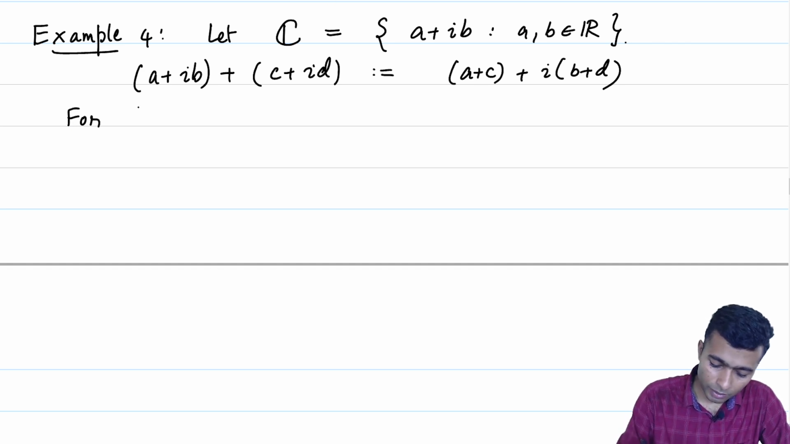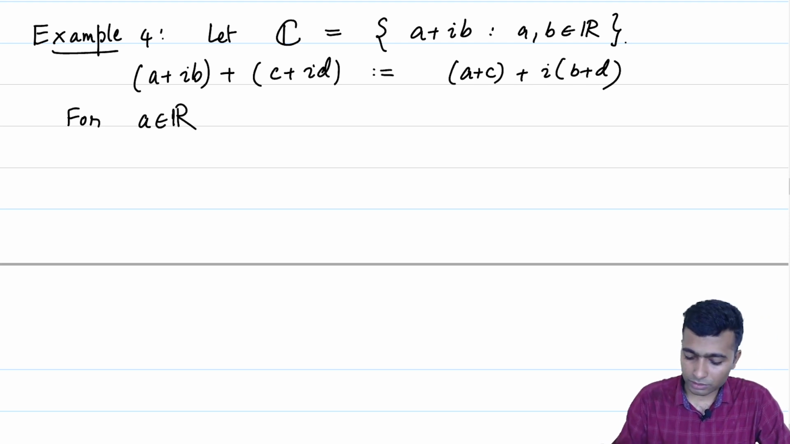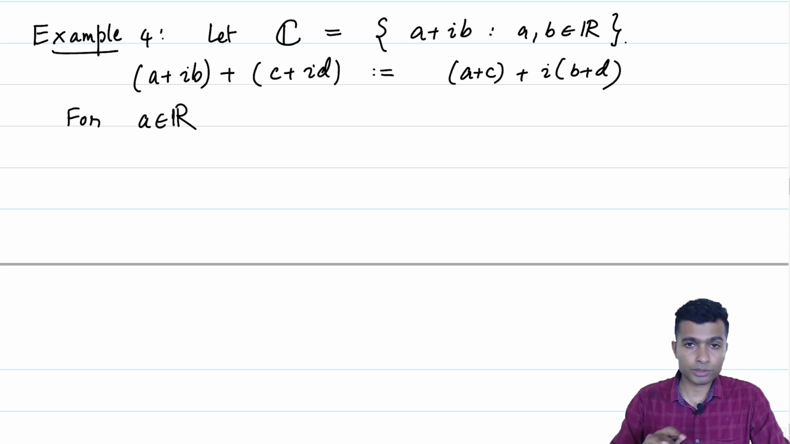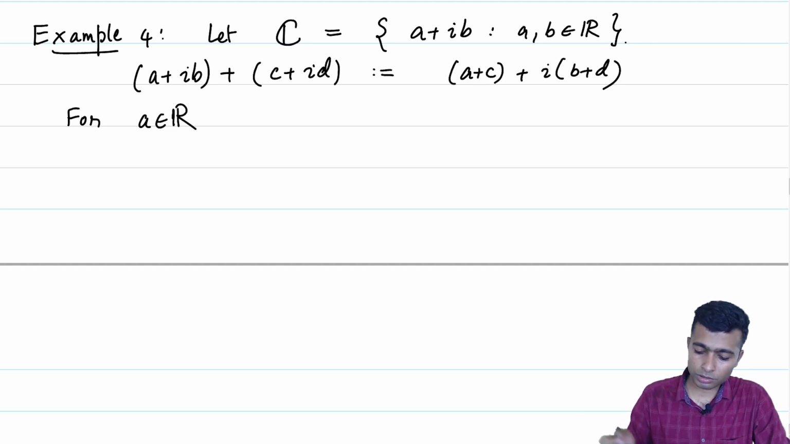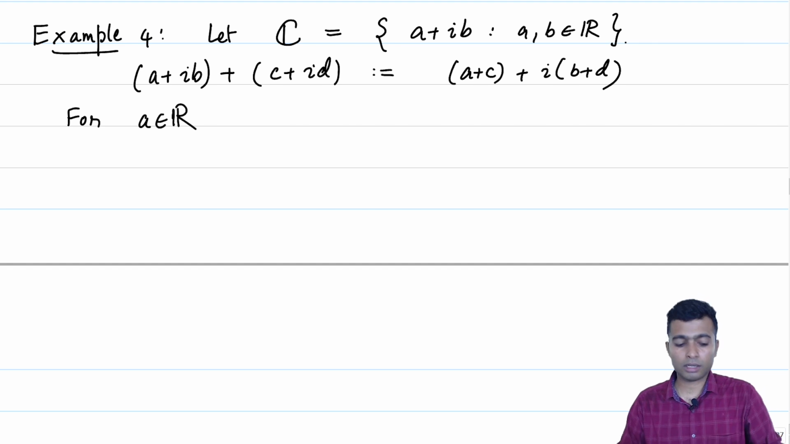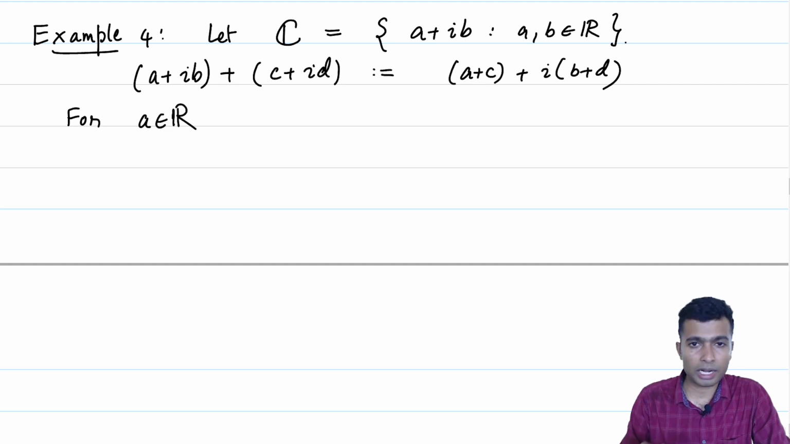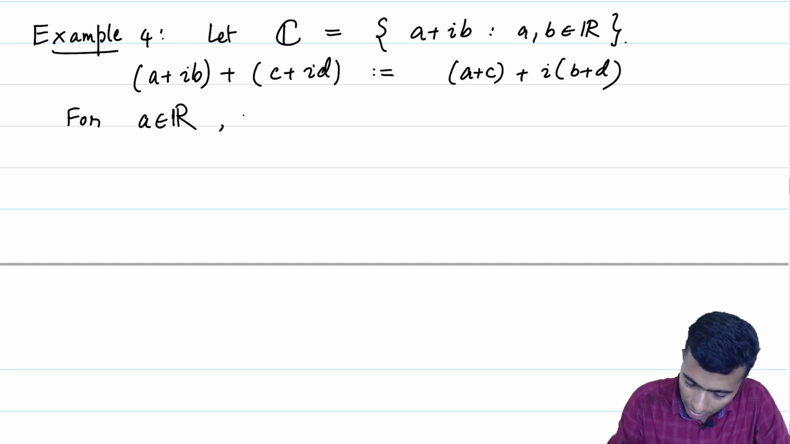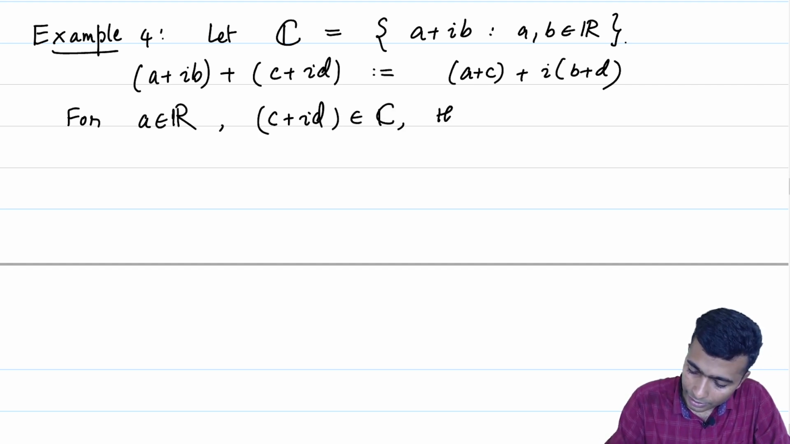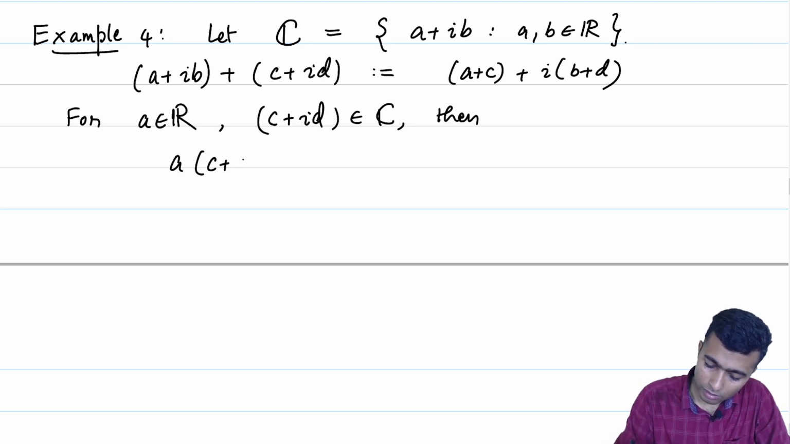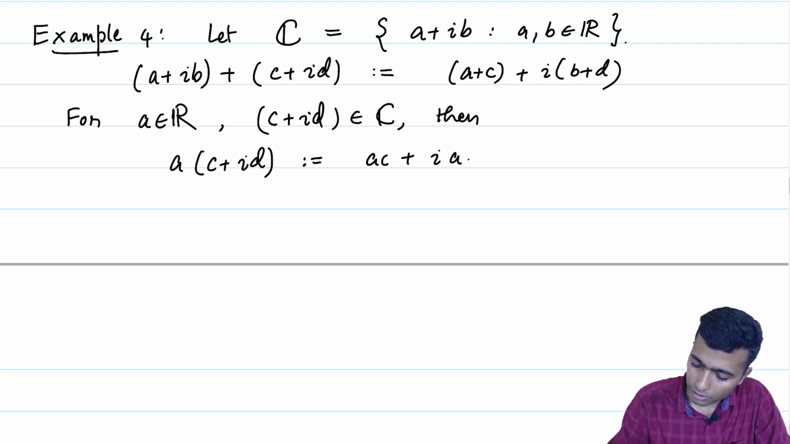Now for a scalar or a real number a in R. F is also generally used for the field of scalars, but in this course most of our examples are cases where our field of scalars is the real numbers. So I will use R and F interchangeably. In fact, I will mostly use R. And let c plus id be an element of C, then define the scalar multiplication as ac plus i times ad.